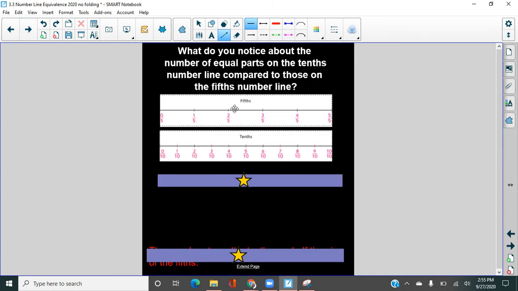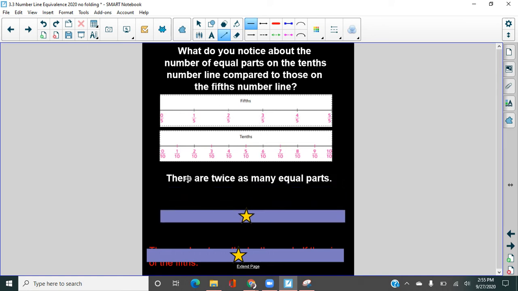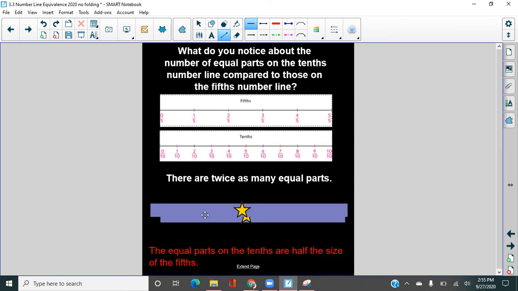Now, what you should notice when we look at the number lines, and these are a little bit different than the ones that you're looking at, but it's the same idea. If we had the fifths and the tenths, what we can see is that when we have 5/5 or 10/10, that's twice as many equal parts. And so all of the equal parts on the tenths are half of the size of the fifths, right? So what I'm saying here is these jumps. One jump on the fifths is the same as 2 jumps on the tenths. That's why these two are equivalent, right?